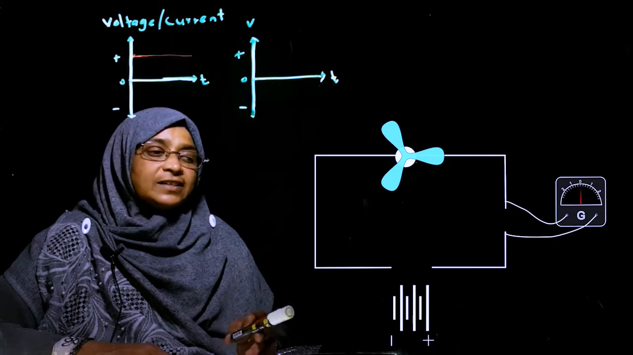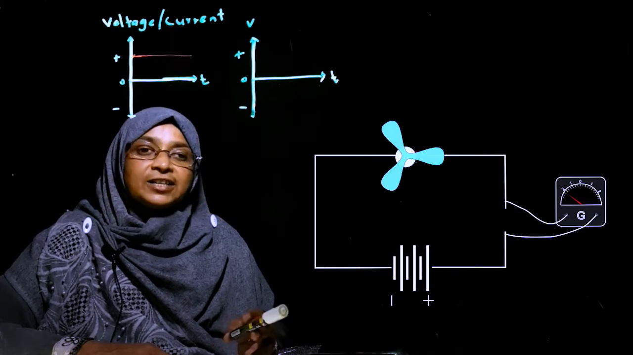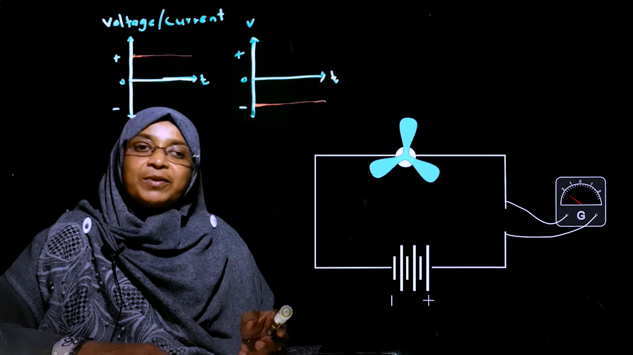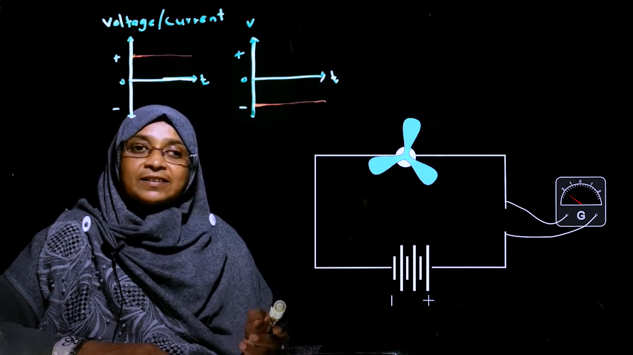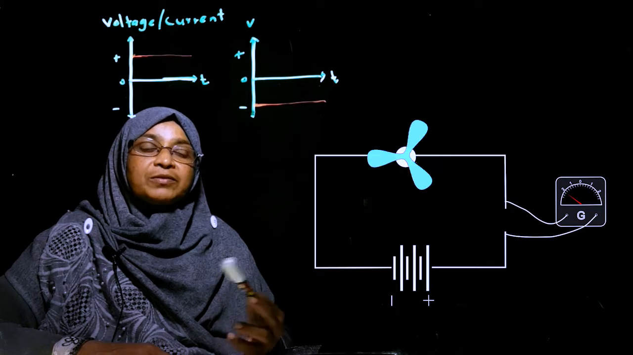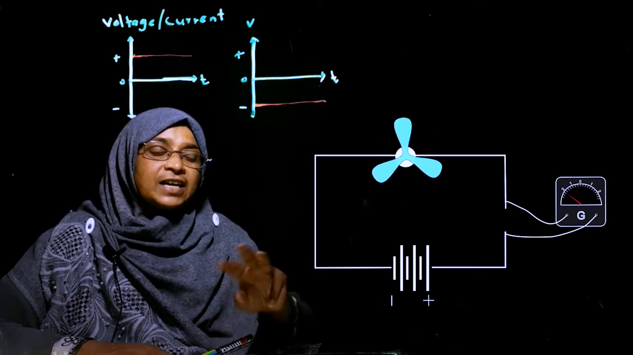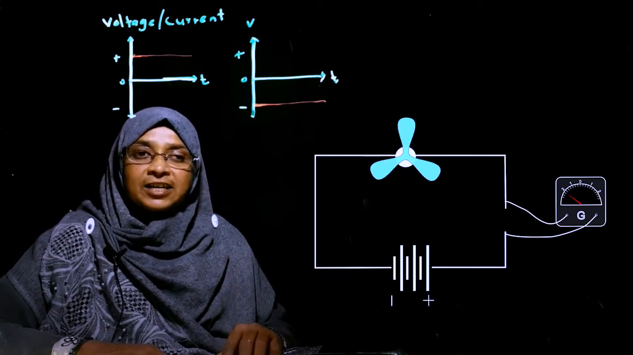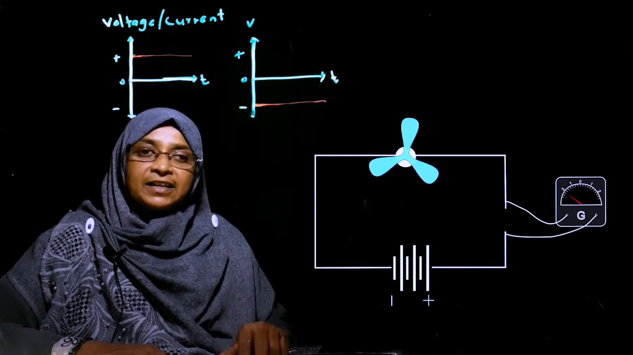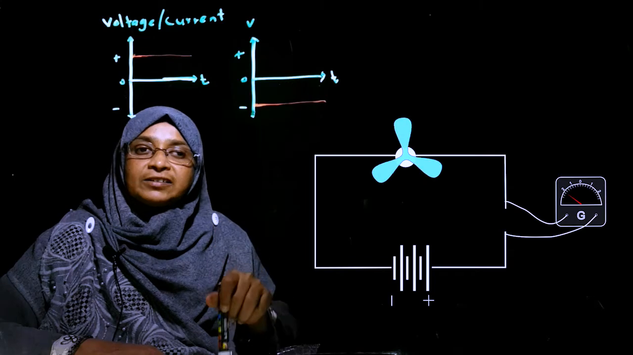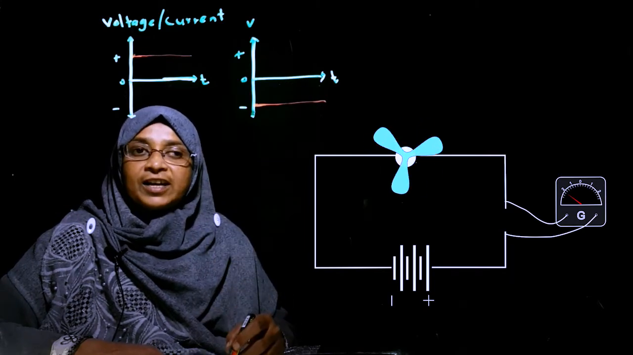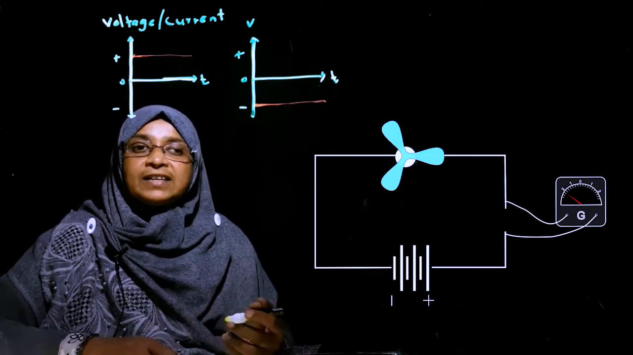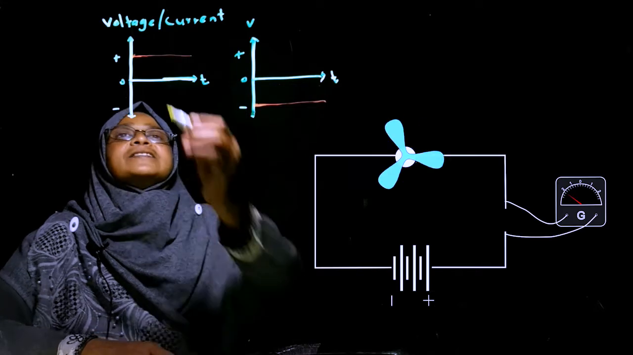If we change the terminals of the battery, the direction changes. The fan rotates anticlockwise, the galvanometer indicates anticlockwise. So, when changing the terminals of the battery, the current direction changes. But in the battery, current flows in one direction with a constant voltage, which is a DC current. So, we can draw the DC current graph like this.